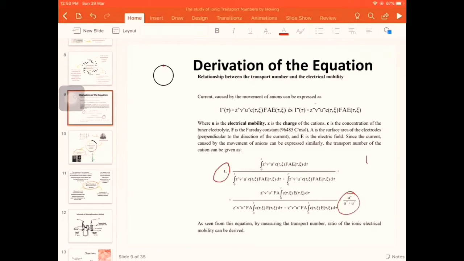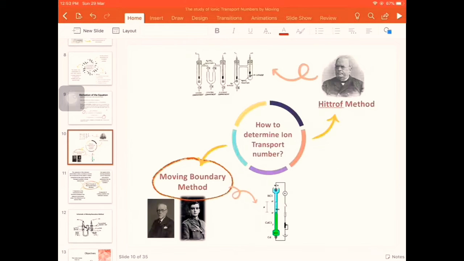Okay, so the one that I circled in this slide is the result that we use. At the end of the day, we don't simply use all the derivation. That's what physicists do. But we chemists only investigate the end result of the equation. And then we move forward to the methods.